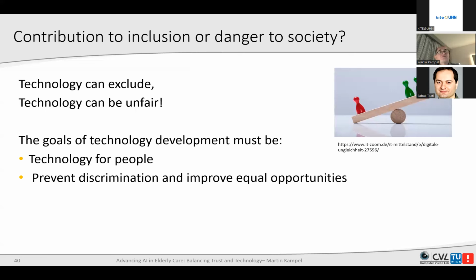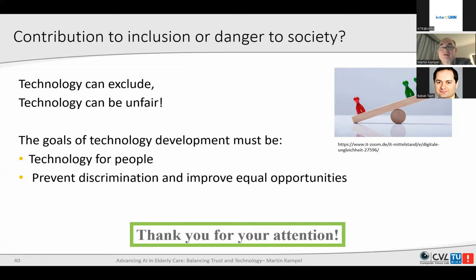Technology, is it a contribution to inclusion or a danger to society? We know that technology can exclude, technology can be unfair, but the goal of technology development must be that it's technology for people, and we have to prevent discrimination and improve equal opportunities. And so I would like to thank you for your attention. Thank you very much. And I'm happy to answer your questions, of course.